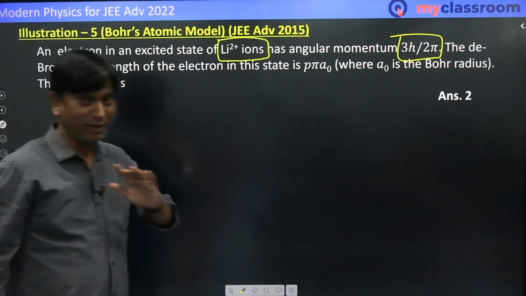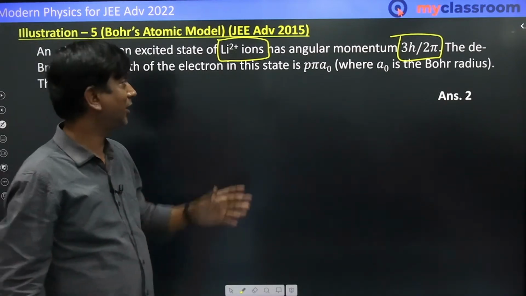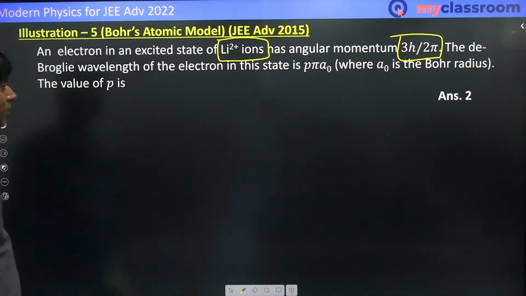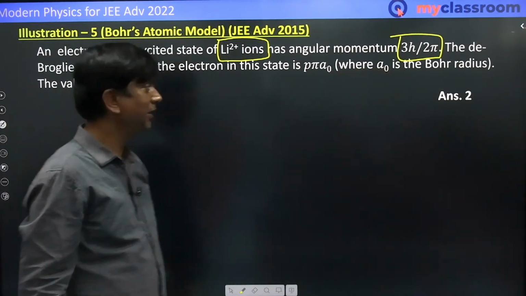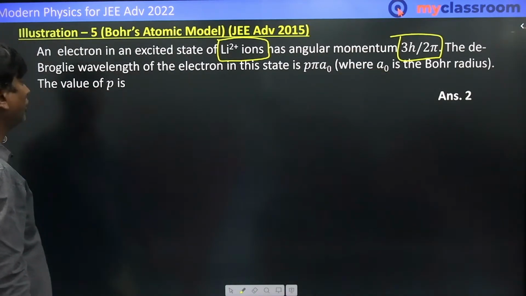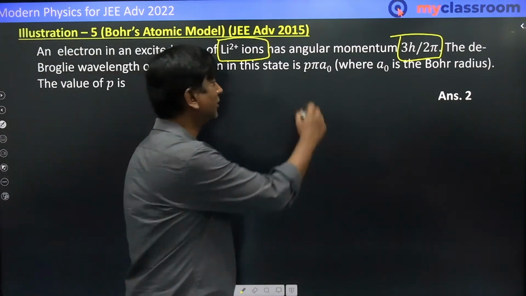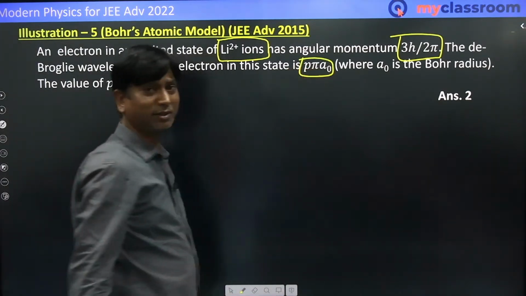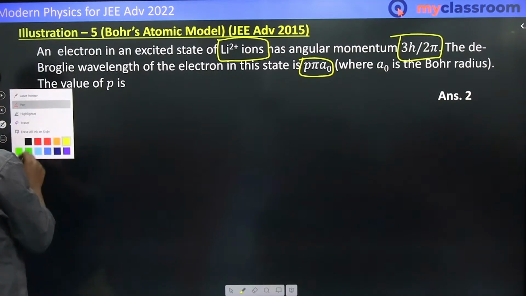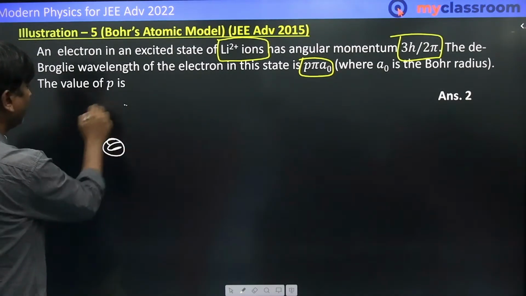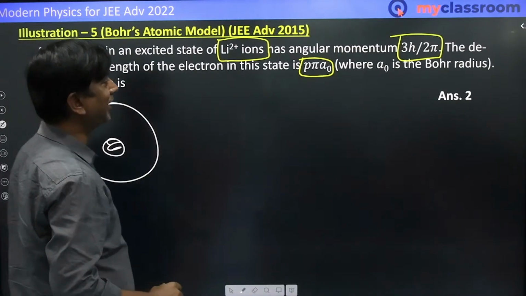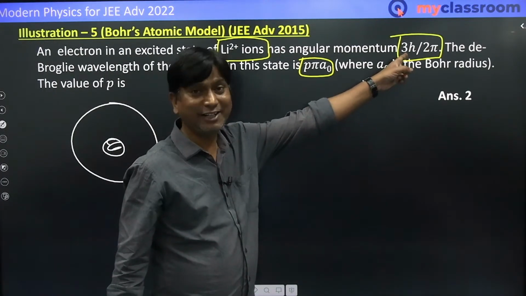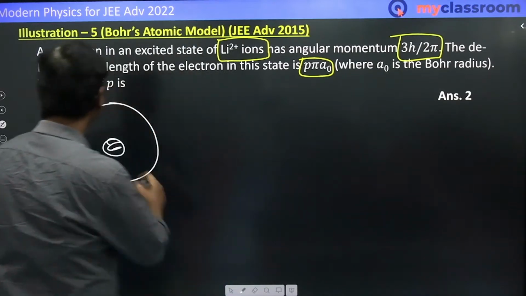It is not a hydrogen atom, it is a hydrogen-like ion, Li2+, right? And it is having an angular momentum of 3h by 2 pi, something like nh by 2 pi. They are asking for the de Broglie wavelength of the electron in this state. So nh by 2 pi means n is equal to 3.